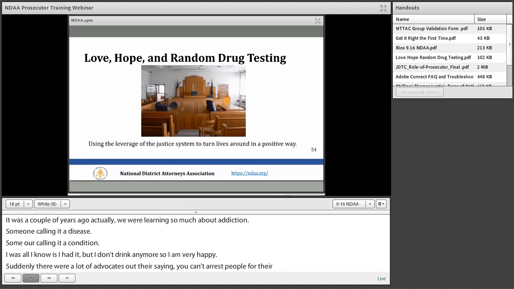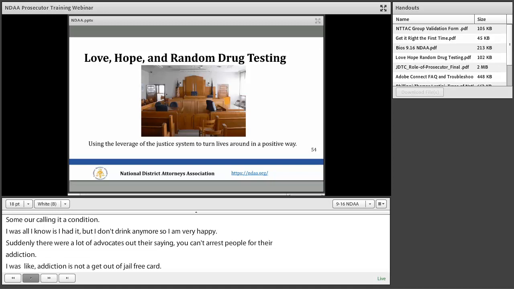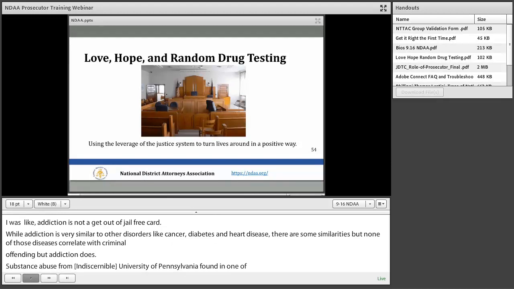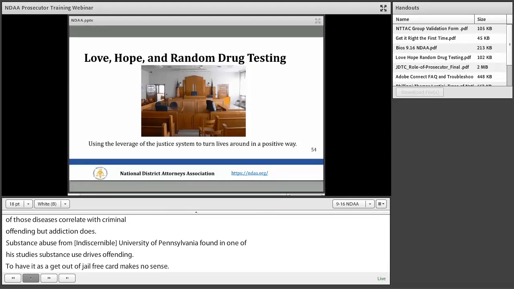And while addiction is very similar to other disorders like cancer and diabetes and heart disease, there are some similarities, but none of those diseases correlate with criminal offending, and addiction does. Actually, Ed Mulvey from the University of Pennsylvania found in one of his studies, substance use drives offending. So to have it as a get-out-of-jail-free card makes no sense. So a few years ago, I wrote this paper, Love, Hope, and Random Drug Testing, because it really is about using that leverage in a positive way.